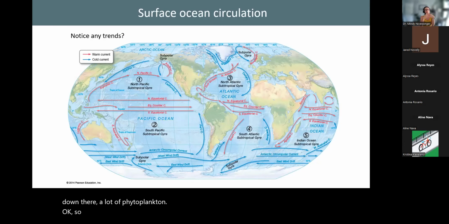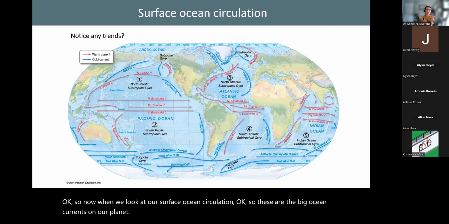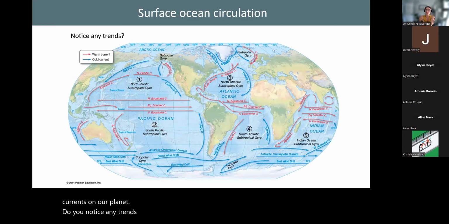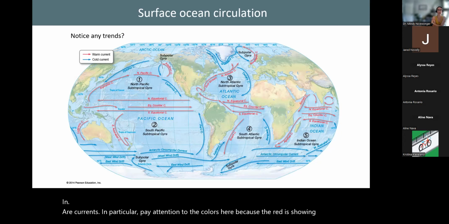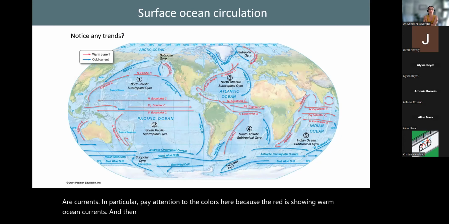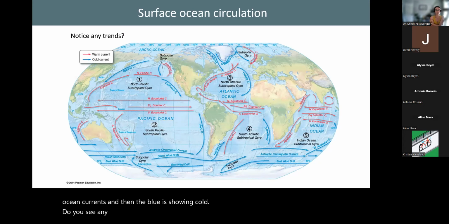Okay, so now when we look at our surface ocean circulation, these are the big ocean currents on our planet. Do you notice any trends in our currents? In particular, pay attention to the colors here because the red is showing warm ocean currents and the blue is showing cold. Do you see any trends in our circulation?